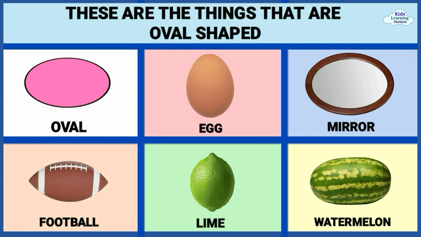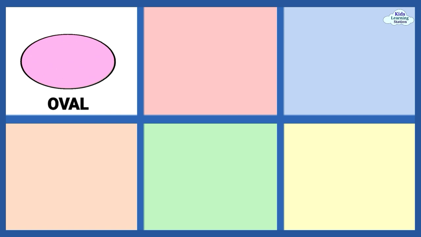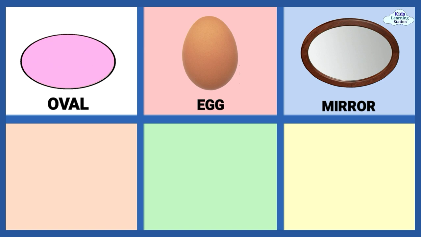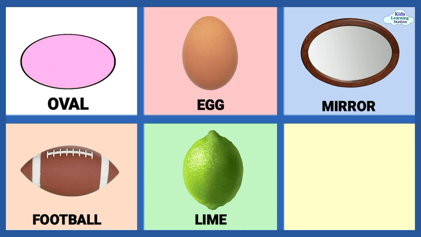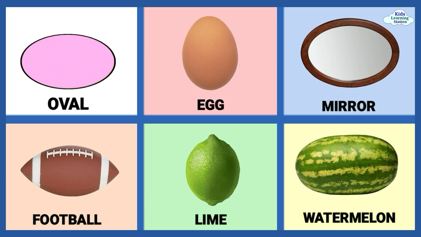These are the things that are oval shaped. Oval. Egg. Mirror. Football. Lime. Watermelon.